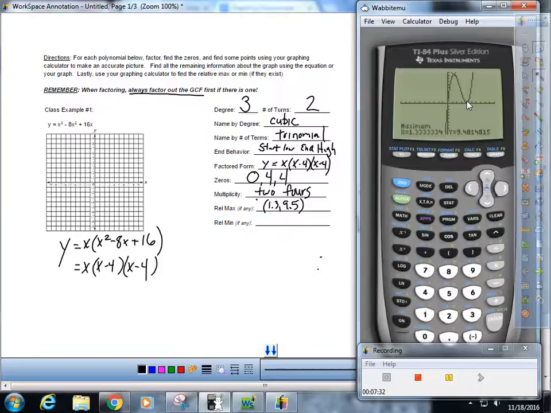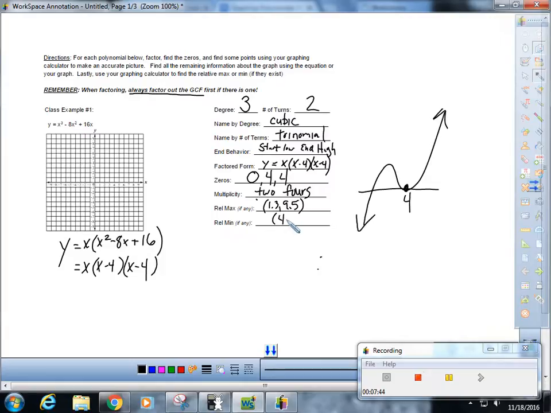Okay, now we want to find the relative minimum. I don't think we need the graphing calculator to find our relative minimum. Can you guys tell me what our relative minimum is based on the information? Yes, it's 4 comma 0. Okay, and now we just sketch that the best we can. So we know that it hits here and it touches there. We know that the relative max is at 1 1/3 comma 9.5. Just get that kind of close. Not bad. Okay? You guys okay with that?